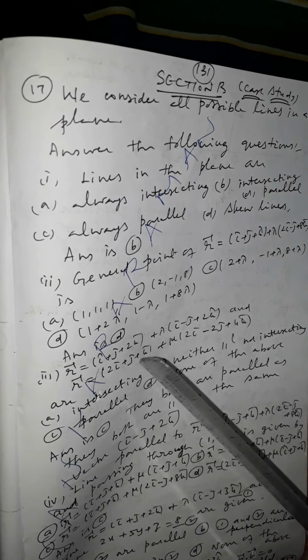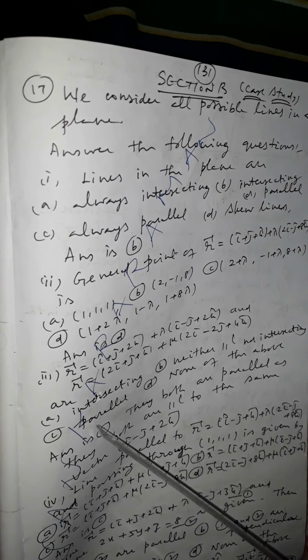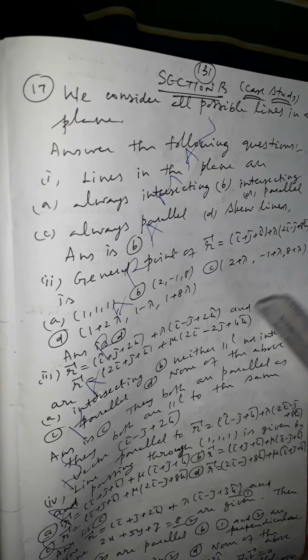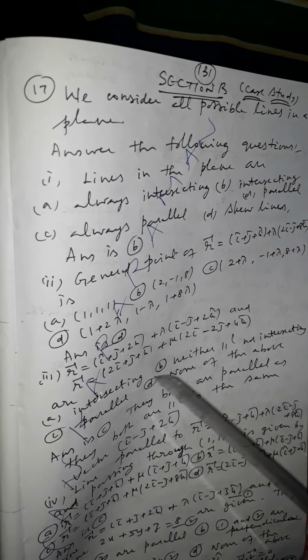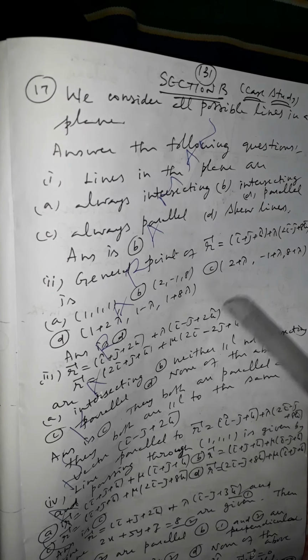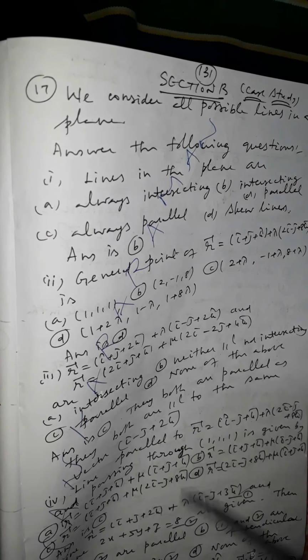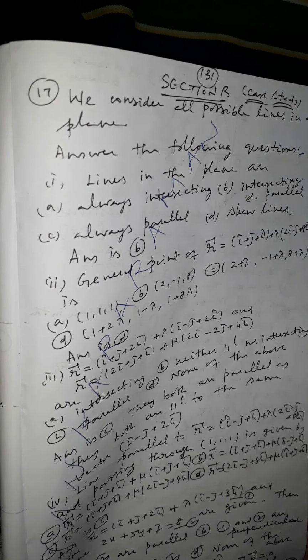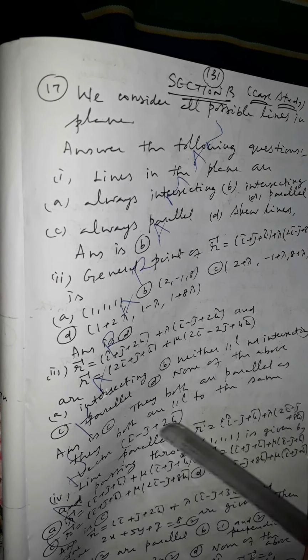Okay, then r vector equal to i + j + 2k + λ times (i − j + 2k), and r vector equal to 2i + j + k + μ times (2i − 2j + 4k). The DRs of the first line will be 1, −1, 2. The DRs of the second line are 2, −2, 4. Of course they are proportional, so the lines are parallel. Answer is C. They both are parallel, as they are both parallel to the same vector i − j + 2k.